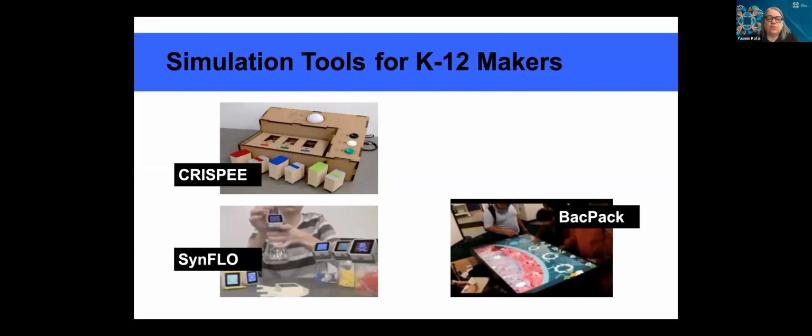Synflow brings in blocks which you can move around and put together. And the San Jose Tech is actually the first biomaker space. They have a simulation, also co-designed by Orit Scher, where you simulate life on Mars and need to create new things. So there's a whole range of simulation tools which make biomaking accessible.